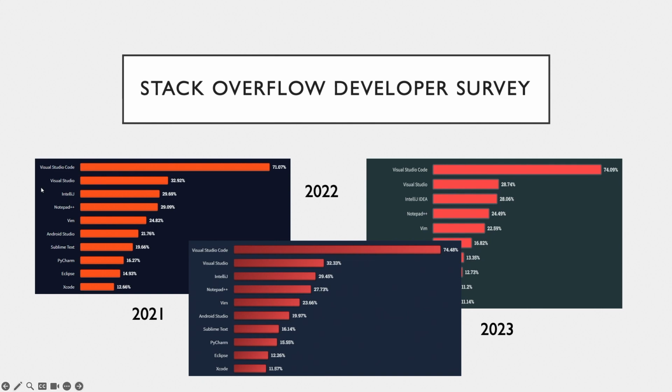So the question is: which development environment do you use regularly in the past year and you will want to work with over the next year? So the answer is clearly VS Code. In 2021, 71% of the audience was working with VS Code, 2022, 74%, and also 74% in 2023. Clearly the winner.